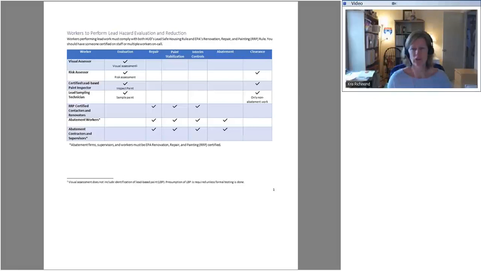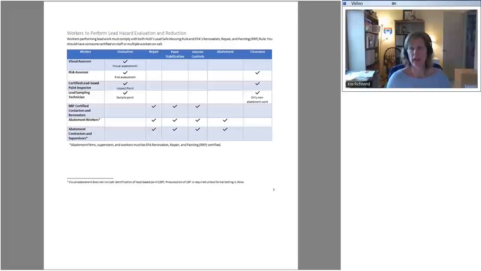All right, so on the first page of this document, you can also see what kind of workers, what can they actually do? So we have our visual assessors, they can do our visual assessment. Our risk assessors can do risk assessment. They can do clearance as well. So this is a really good handout for you to go back to and look at as well. And this is our worker handout that we have.